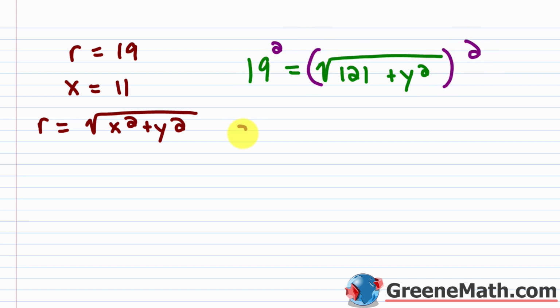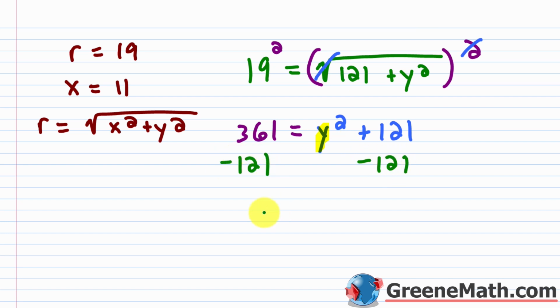Squaring 19 gives me 361. Squaring this side tells me that this would cancel with this, and I'm left with the radicand, which I'm just going to change the order and say this is y squared plus 121. And now to isolate y, because I'm trying to solve for y, I'm just going to subtract 121 away from each side of the equation. This would be 240 over here. Over here, this is gone. I'm just going to have y squared.